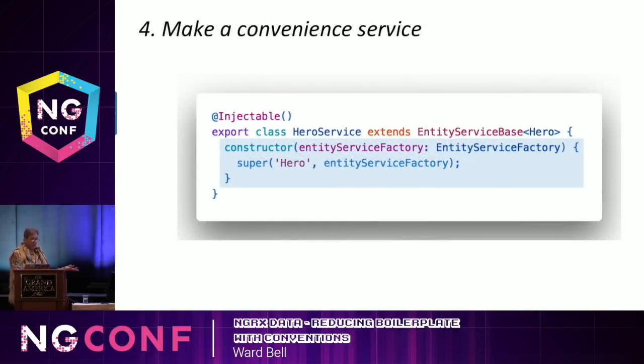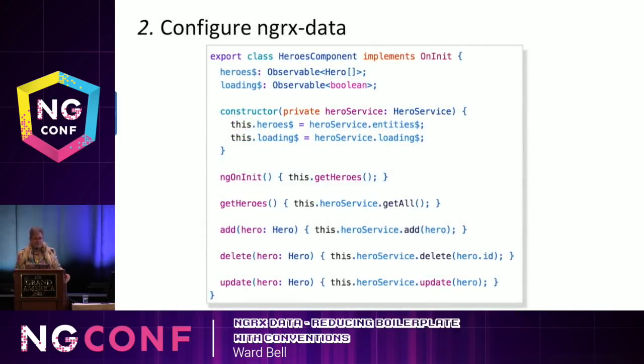And now for each one, I like to make a convenience service method to manage the interaction with the thing that NgRx data provides called an entity service factory, because there's implicitly an entity service for each entity type. You'll see how that works. And it's often the case that you'll customize this, so I happen to like a convenience method. And then I can inject that into my component that needs access to heroes.